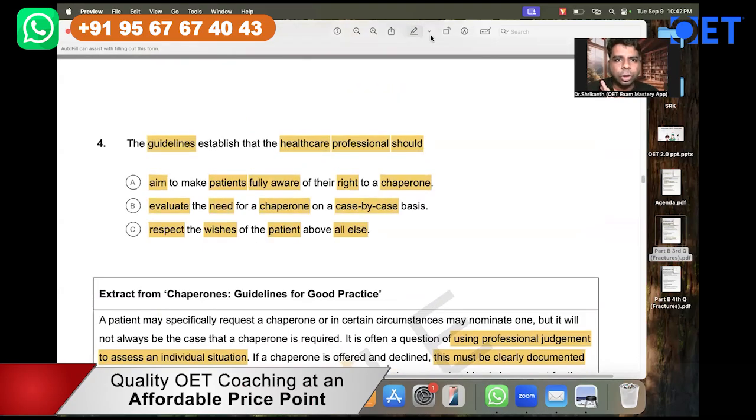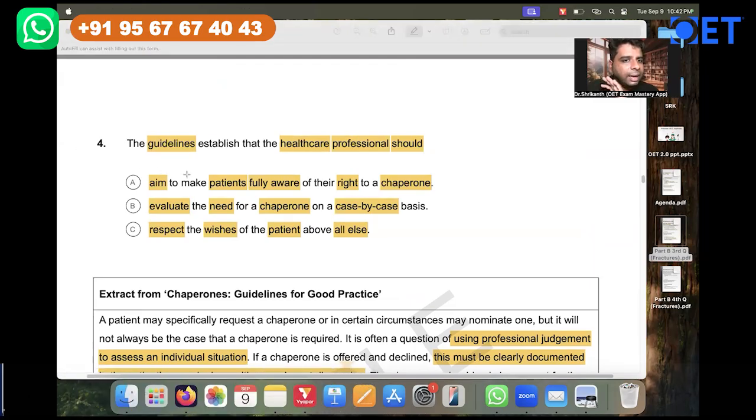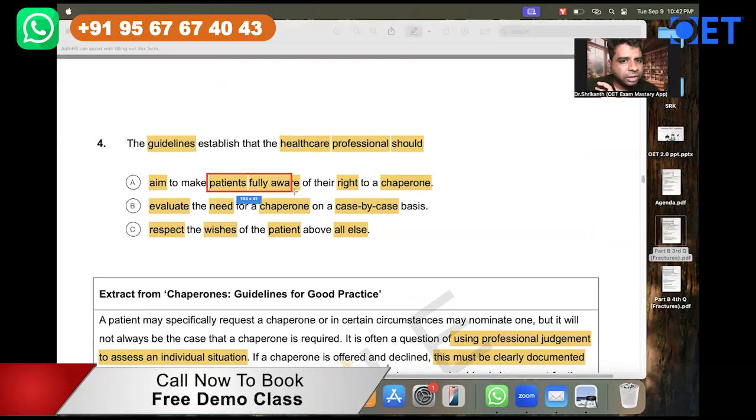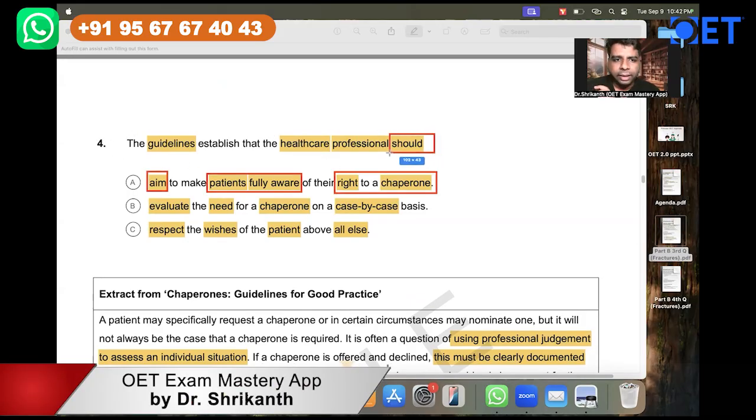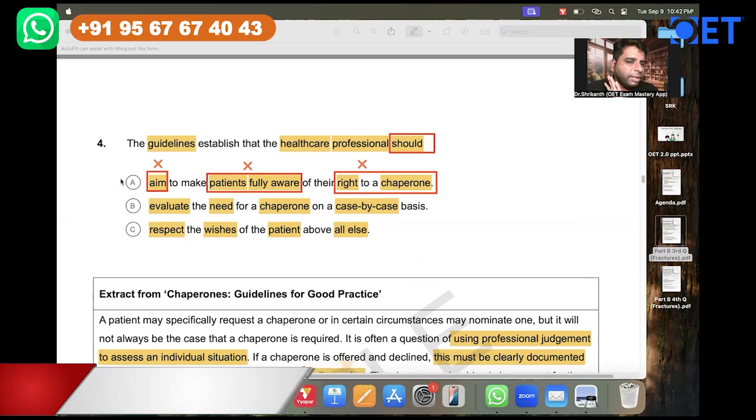So what is answer option A telling us? Answer option A is telling, what is the verb here? Make patients fully aware regarding their right to a chaperone. Okay, so these are the keywords over here and nothing related to that. The healthcare professional's main aim is to give awareness, to give information regarding the right to a chaperone. Nothing is mentioned regarding that. So we can eliminate answer option A.